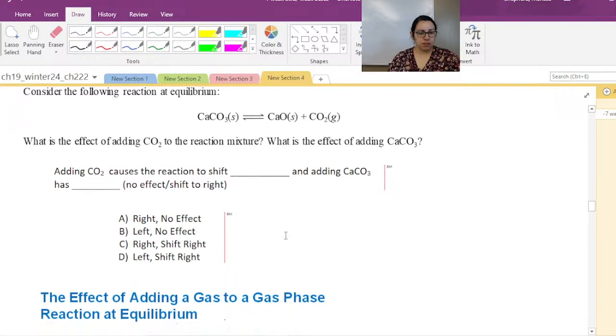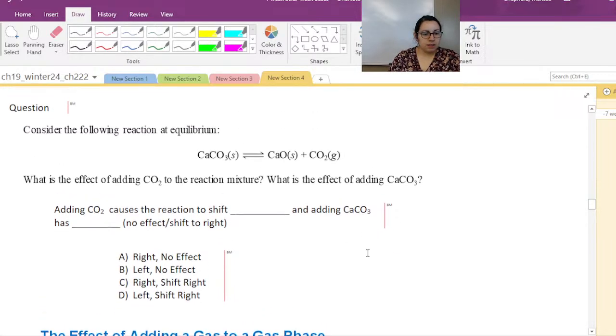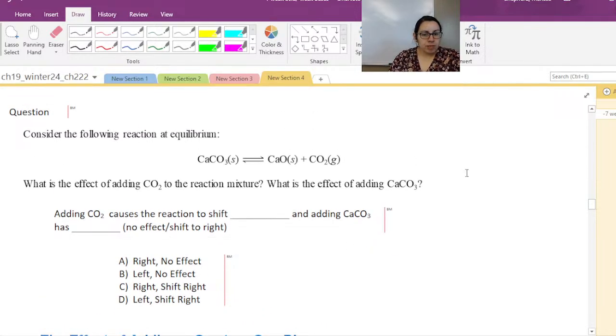All right, so let's look at this one. Take a look at this scenario, and then what happens if you add CO2? Will that cause a shift? And what happens if you add calcium carbonate?